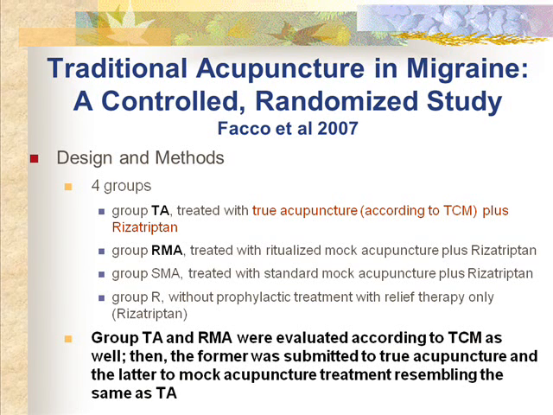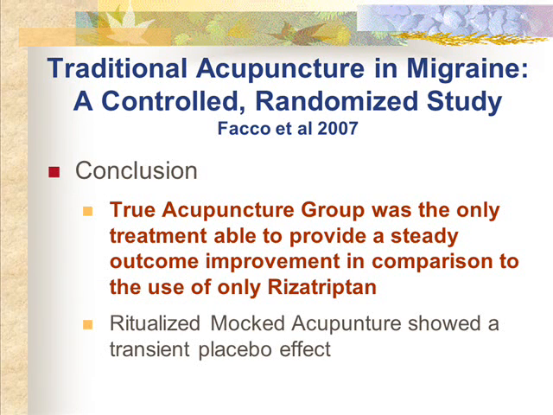All of them have symptomatic treatment using one of the triptans, except the last group, without any prophylactic treatment except receiving symptomatic treatment. The conclusion of that study was that only the true acupuncture group had a good outcome compared to the use of symptomatic treatment. The mock acupuncture group showed transient improvement but not persistent. So in other words, I think this is one of the good studies to say that true acupuncture probably works as compared to sham acupuncture.